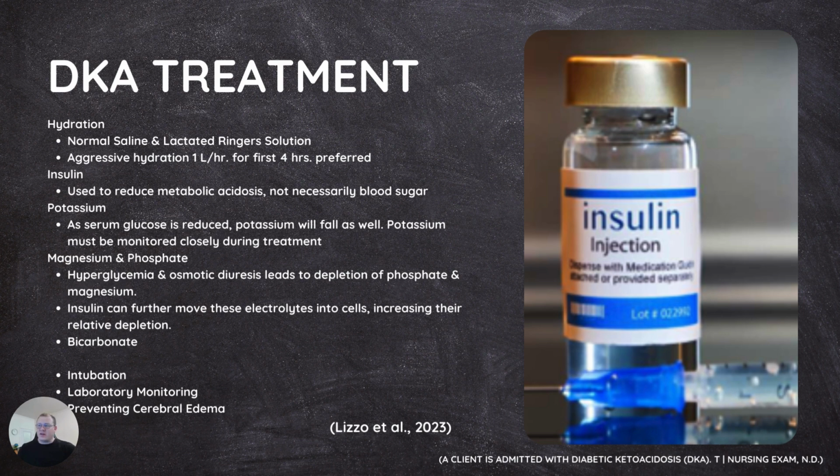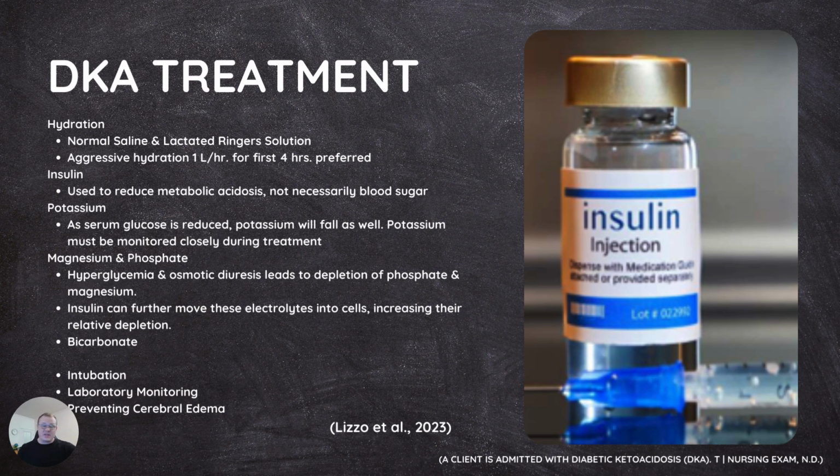Magnesium and phosphate: hyperglycemia and osmotic diuresis usually lead to a depletion of phosphate and magnesium. Insulin can move these electrolytes into the cells, which increases their relative depletion. So they may still be within the body, but they're inside the cell and they're not doing their job out in the extracellular space where they're supposed to be.